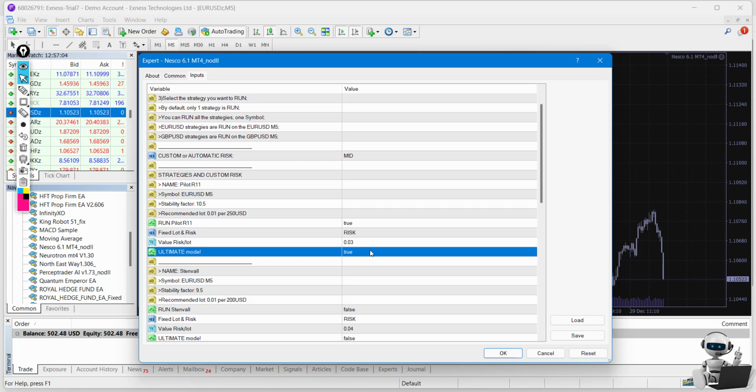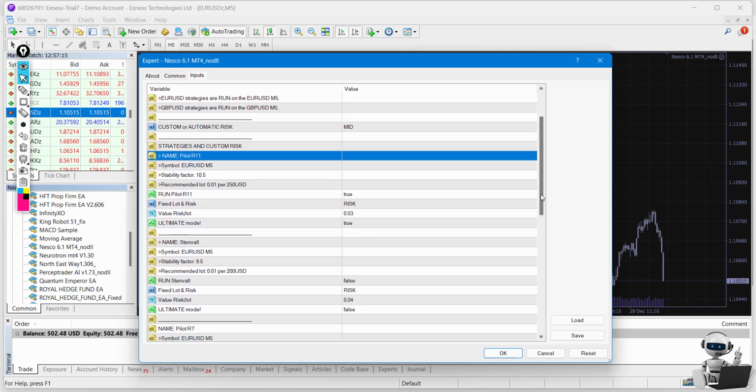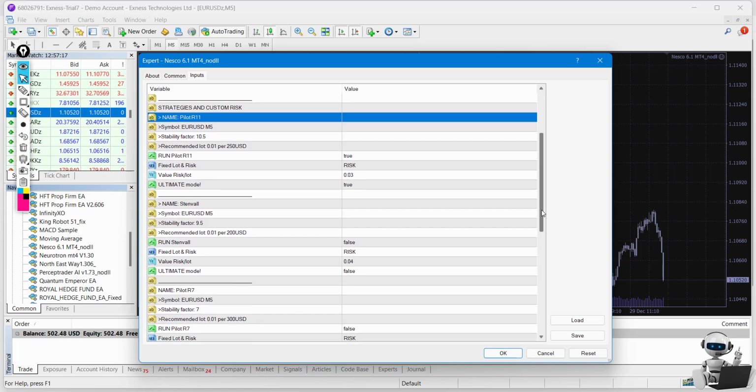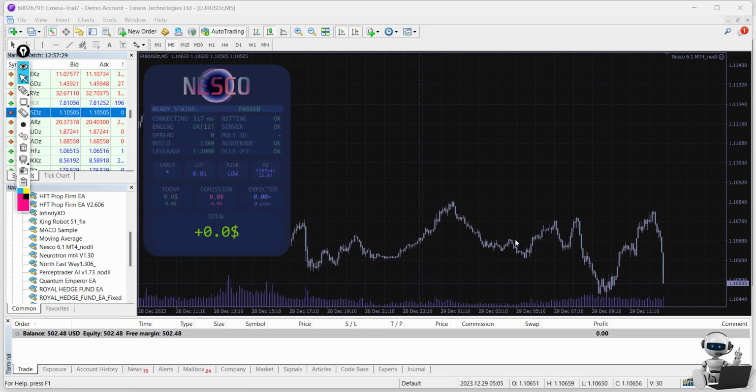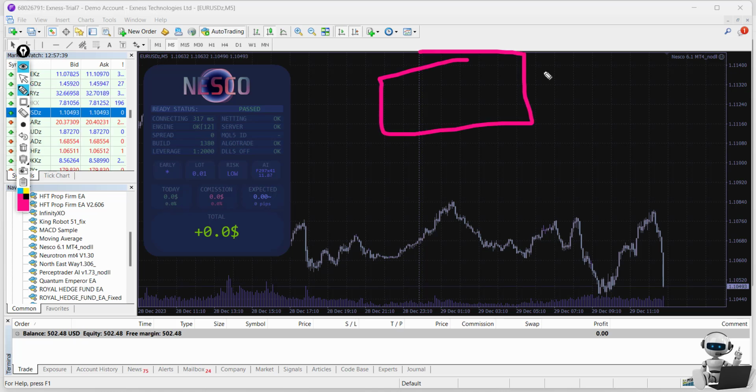Ultimate mode, so you can set false or true. If that's ultimate, you will get the second signal. And then you have many functions, you have name, and so on. I will leave everything at default, and make sure of the server news. I don't know what this setting is about, whether it filters the news or not, and I will click on OK. You will get the dashboard. It is a very attractive dashboard, and you will get any error notification here.